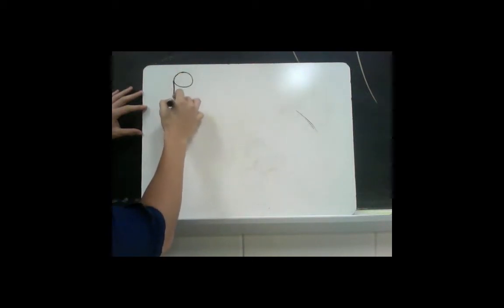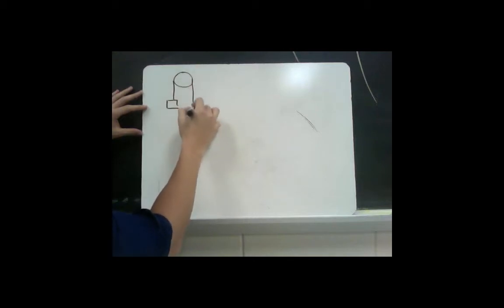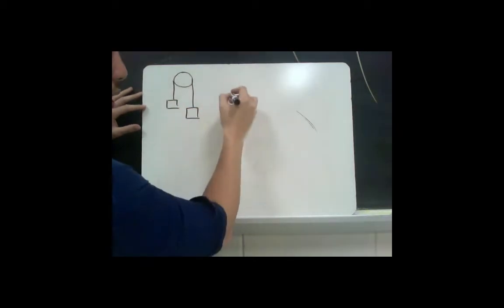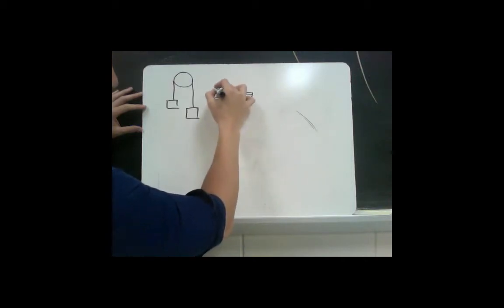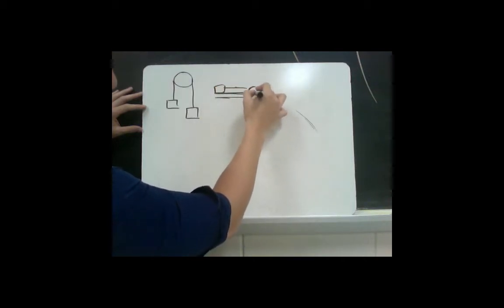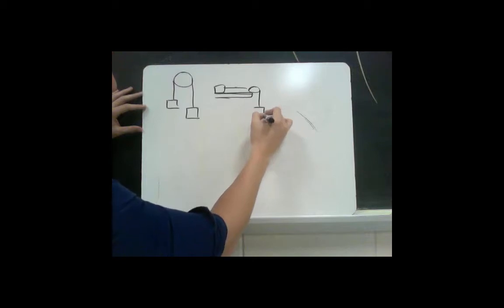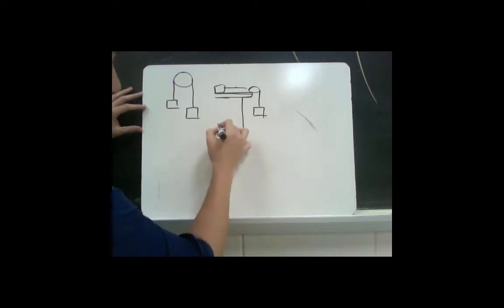One is a pulley system that looks somewhat like this, and another one is a system where we have a mass on a table connected to a pulley and another mass that is hanging off the table, like so.